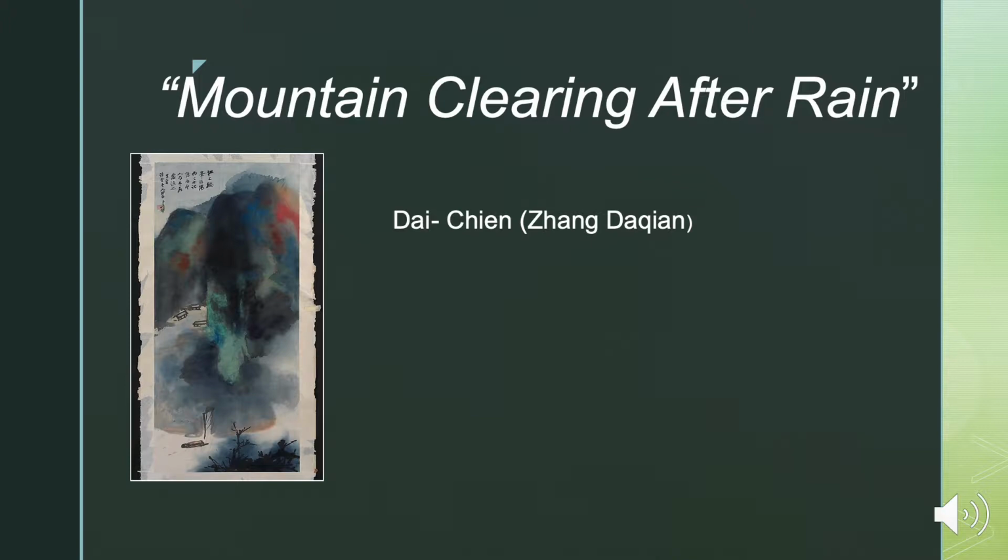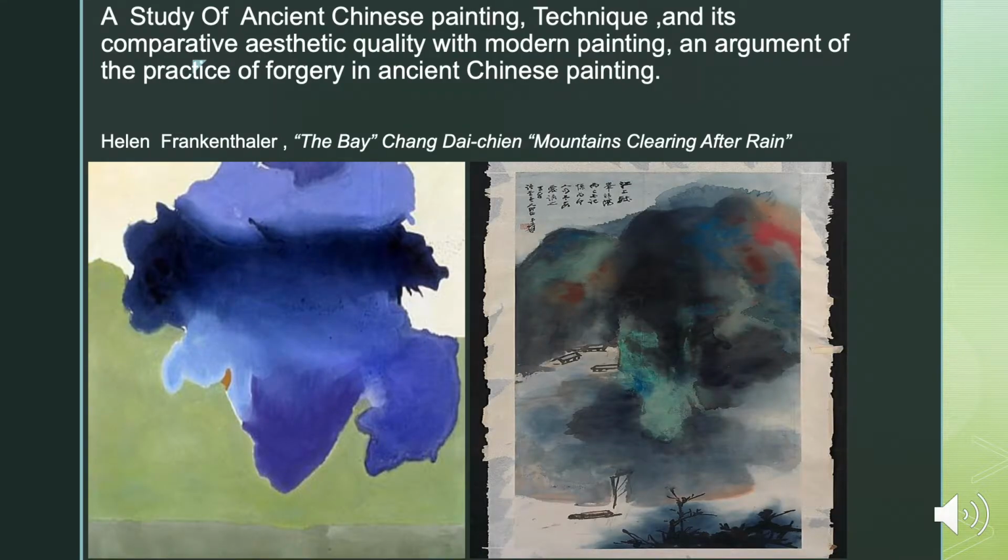You could compare this to the modern abstract expressionist artist Helen Frankenthaler in The Bay. It has a striking resemblance with the use of color splashing and the abstracted landscape form. Blue and green are a common color scheme in Tang painting.